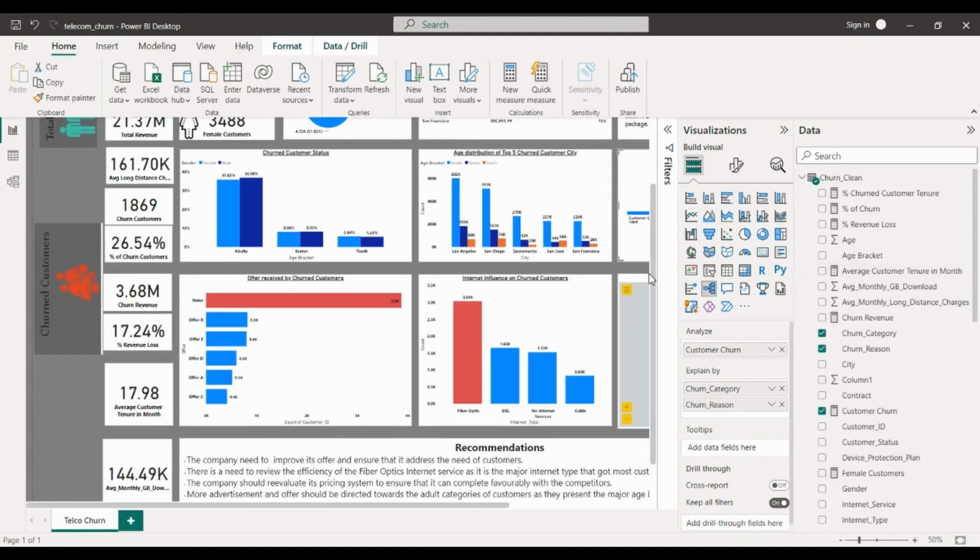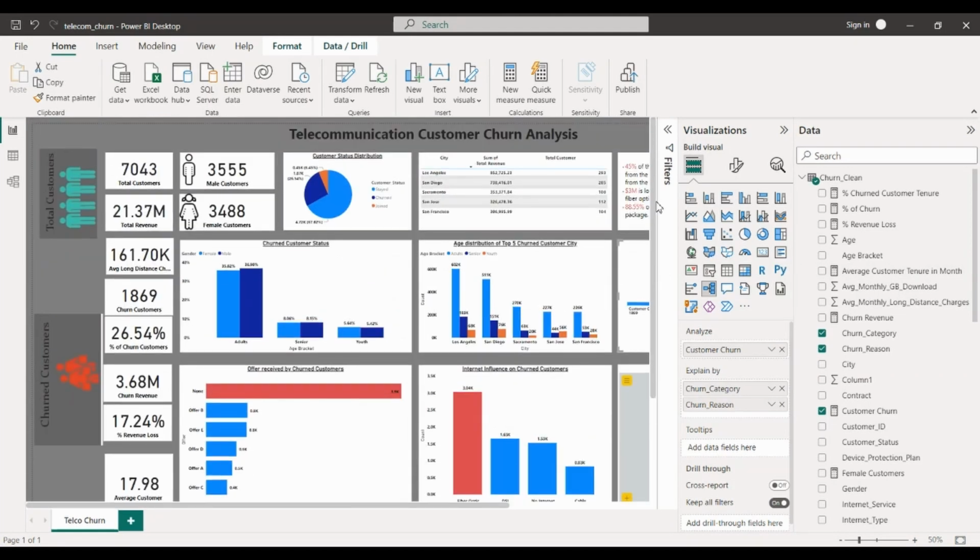So we talk mainly about the cards. There are 7,043 customers, and there is churn. So there is 3.68 churn revenue and almost % revenue loss. So I will tell how I made these cards.